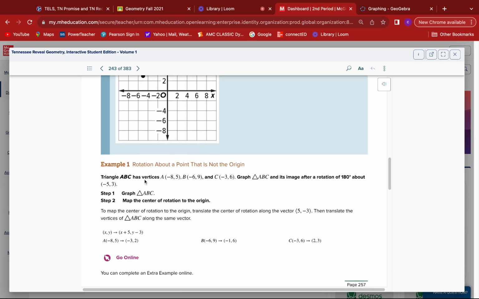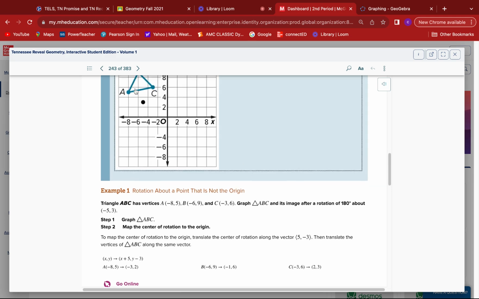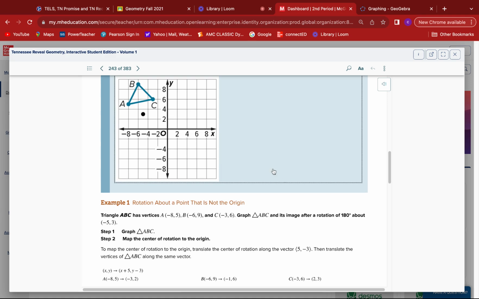All right, rotation about a point that is not the origin. We got a triangle ABC that has vertices A -8, 5, B -6, 9, and C is -3, 6. We're going to graph triangle ABC and its image. So this is your pre-image, which is your original figure, after a rotation 180 degrees about -5, 3. Well, that's that point of rotation that I just said. All right, so we're going to graph ABC. Okay, we've already got it. Boom, there it is.